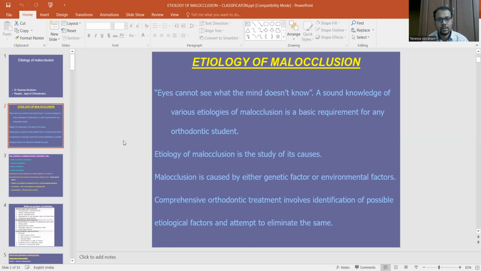So, etiology of malocclusion is the study of its causes. That is a simple definition. Malocclusion is caused by either genetic factors or environmental factors. Comprehensive orthodontic treatment involves identification of possible etiological factors and an attempt to eliminate those same causes.